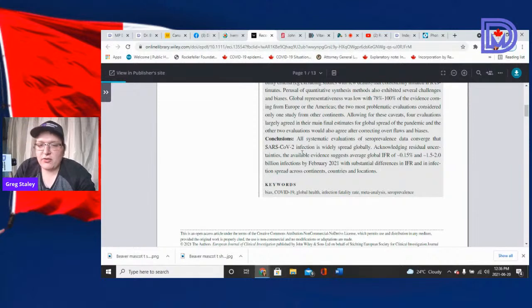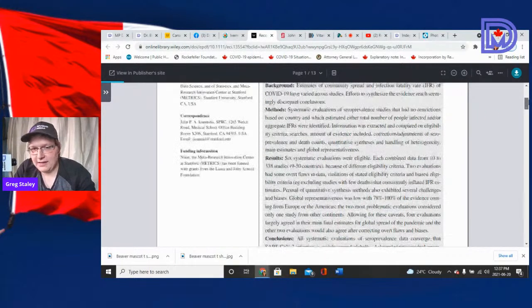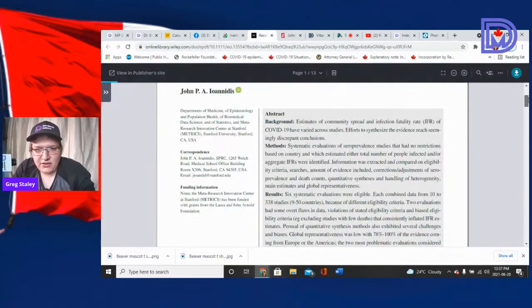All systematic evaluations of seroprevalence data converge that SARS-CoV-2 infection is widely spread globally. Acknowledging residual uncertainties, the available evidence suggests average global infection fatality rate of 0.15%, and 1.5 to 2 billion infections by February 2021, with substantial differences in infection fatality rate and in infection spread across continents, countries, and locations. So based on where you are, it might be higher, but overall, averaged out to 0.15% infection fatality rate.